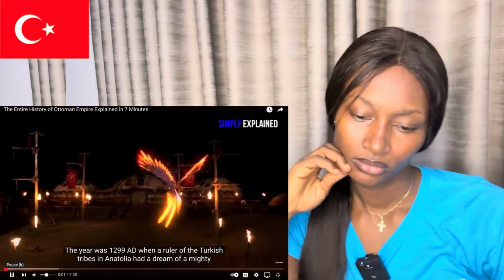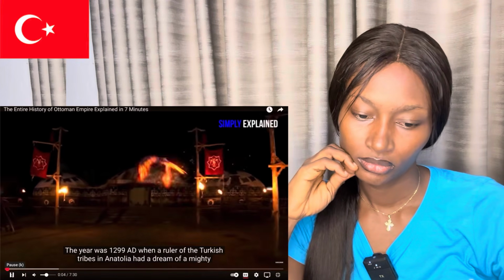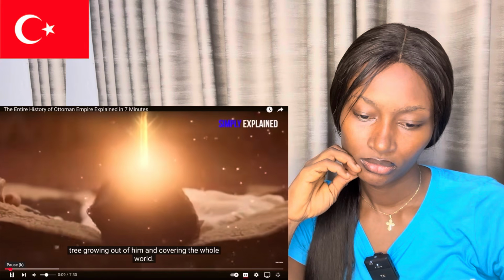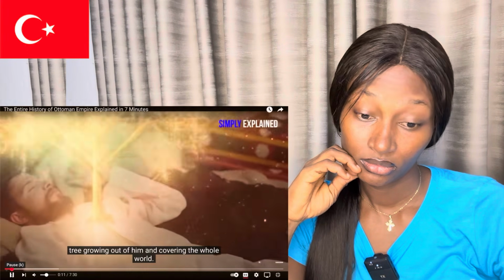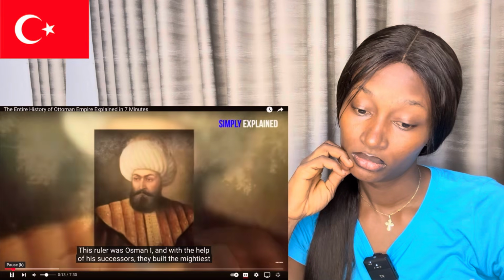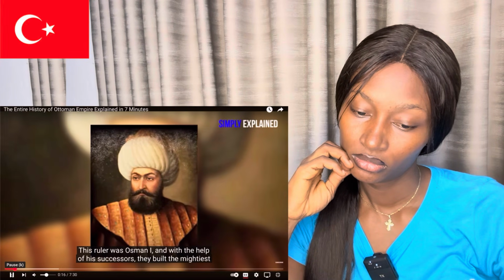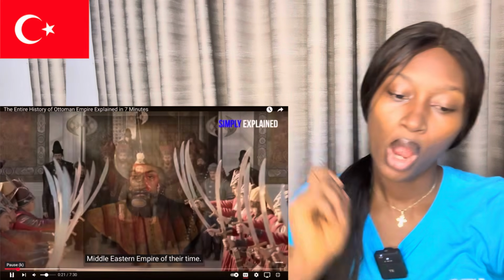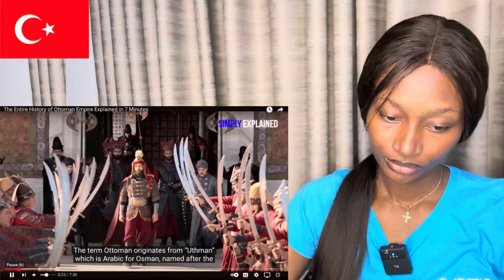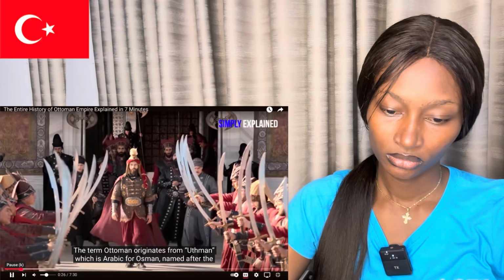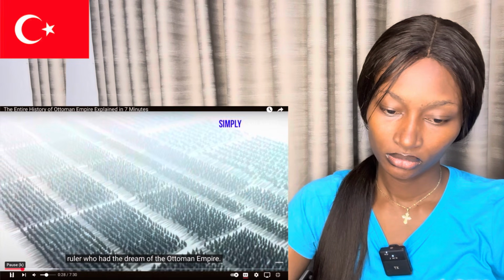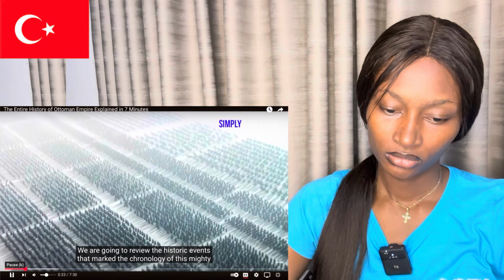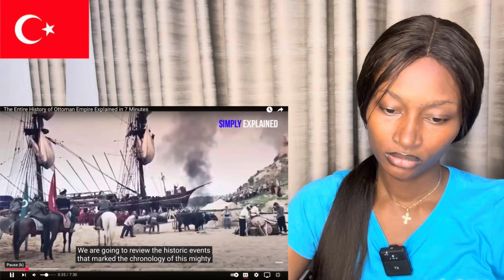The year was 1299 AD when a ruler of the Turkish tribes in Anatolia had a dream of a mighty tree growing out of him and covering the whole world. This ruler was Osman I, and with the help of his successors, they built the mightiest Middle Eastern empire of their time. The term Ottoman originates from Uthman, which is Arabic for Osman, named after the ruler who had the dream of the Ottoman Empire. We are going to review the historic events that marked the chronology of this mighty empire.